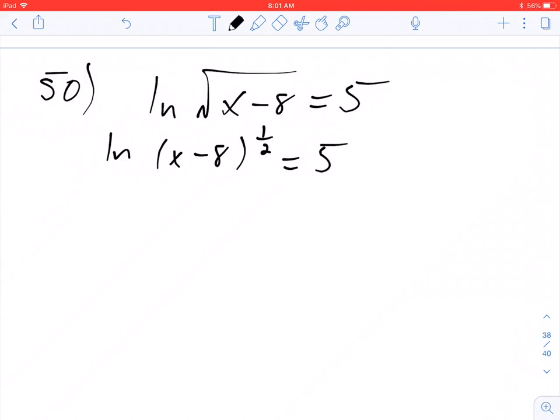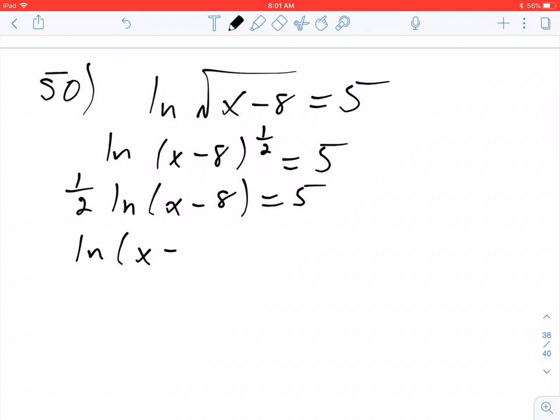Now, following that, we need to get rid of the 1/2 power before we take it from logarithmic form to exponential form. So we can use the power property and move that down. Then we have to divide both sides by 1/2, which is the same as multiplying both sides by 2. So we get natural log of x minus 8 is equal to 10.